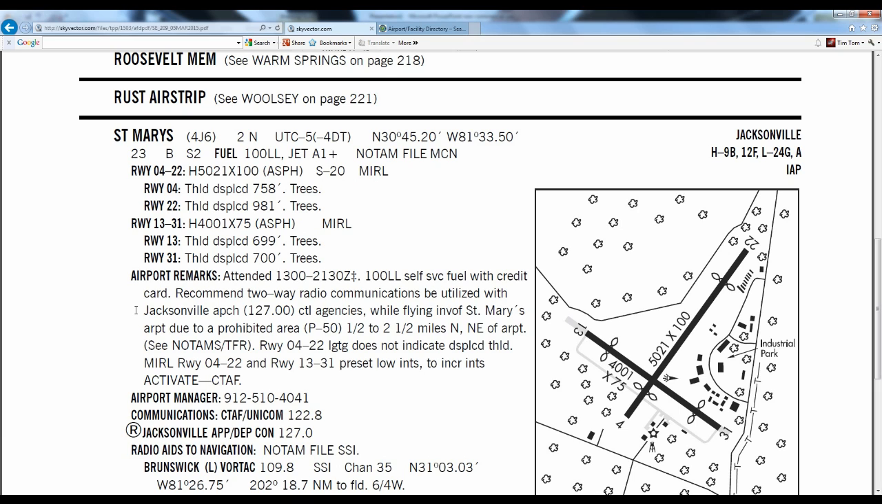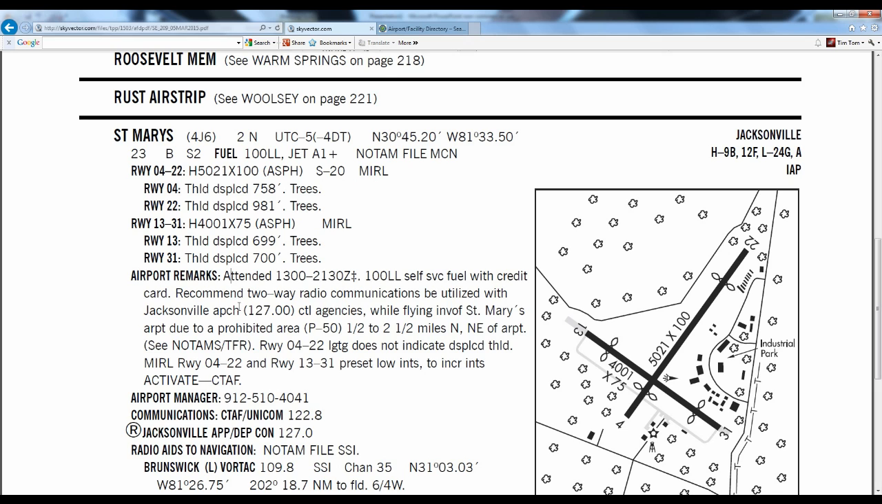Two-way radio communication be utilized with Jacksonville Approach 127.0 controlling agencies when flying in vicinity of St. Mary's Airport due to prohibited airspace P50 1/2 to 2.5 miles northeast of airport. What that means is they recommend you talk to Jacksonville Approach on 127.0 when you're flying around this airfield. They recommend it. That doesn't mean it's required. That way they know who you are. And if you accidentally blunder into P50, they'll be able to tell if it was an accident.